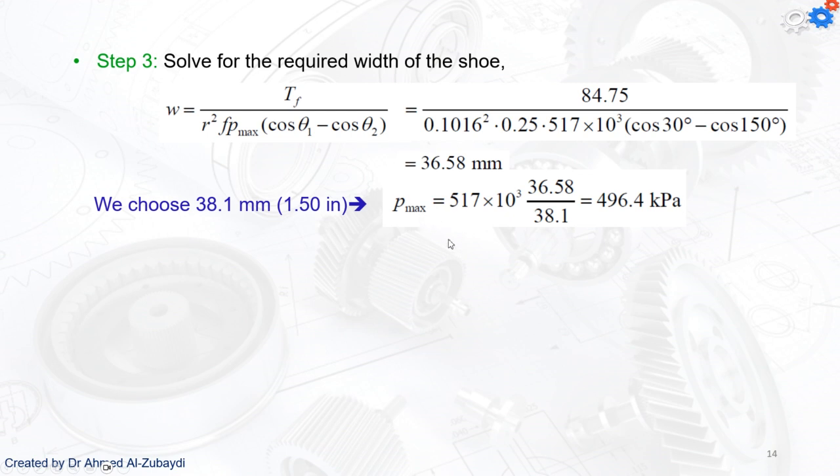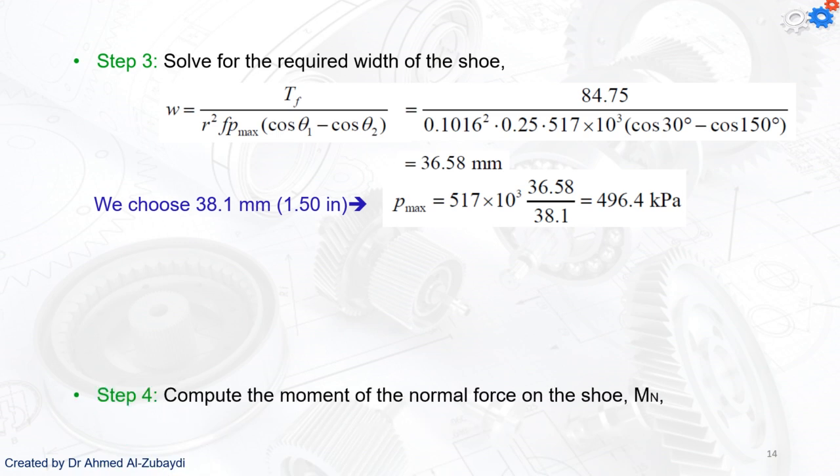Now we know the P maximum can be calculated. It's going to be 517 multiplied by 10 to the power of 3, multiplied by 36.58, the one we calculated, divided by 38.1, the value that we suggested, which is the standard value. So this will drop the maximum pressure to 496.4 kilopascal. That's obvious because the wider, the higher the surface area, the lower the pressure.